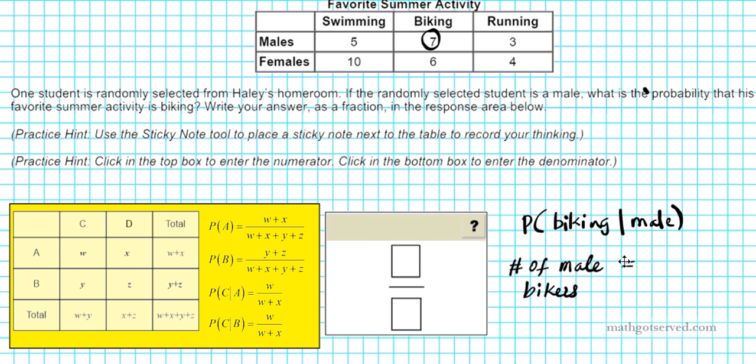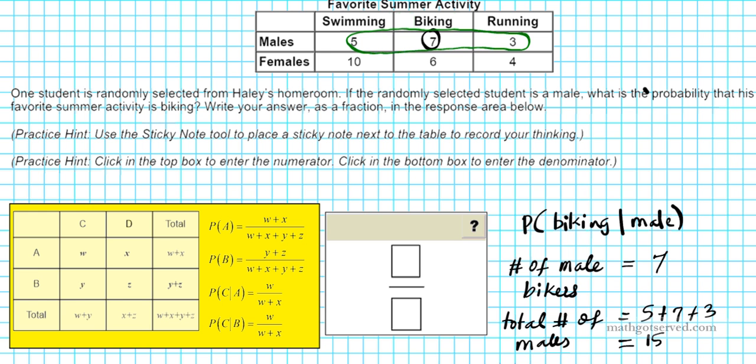That's going to be 7. Guess what we're going to divide that by? We're going to divide that by the row total, the total number of elements in the row containing the given condition, namely male. So the total number of males is what we're going to be dividing by. So we have 5 plus 7 plus 3. Okay, so number of male bikers divided by the total number of males. The total number of males is going to be 5 plus 7 plus 3, which is 15.